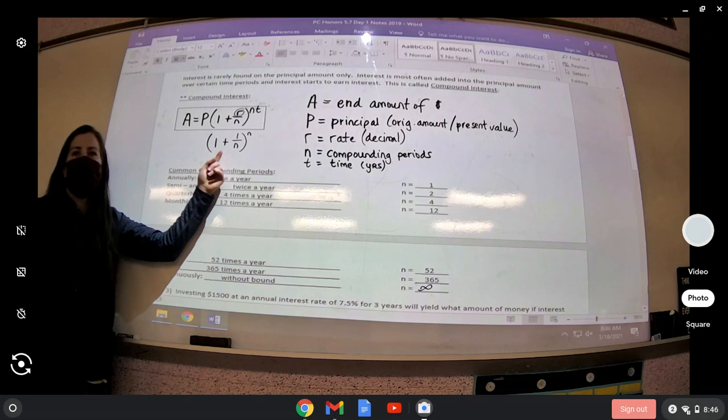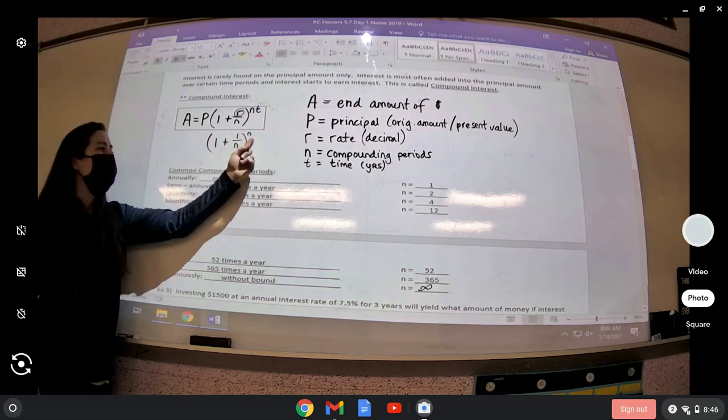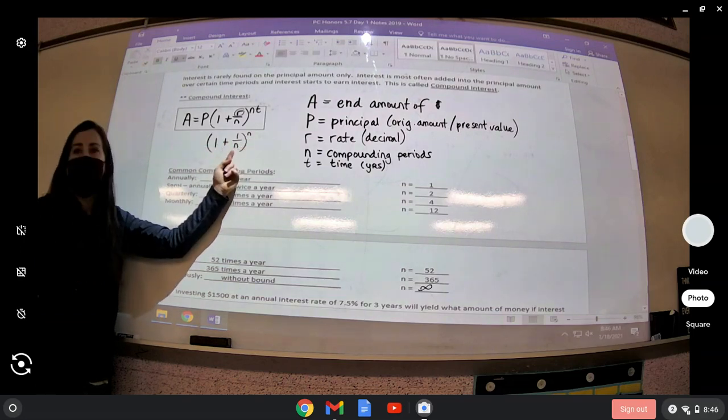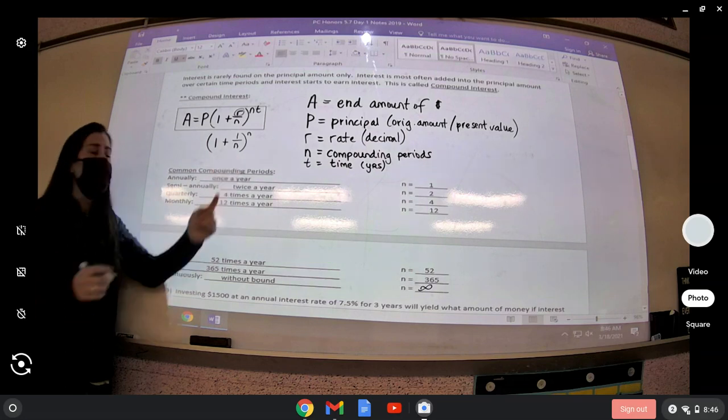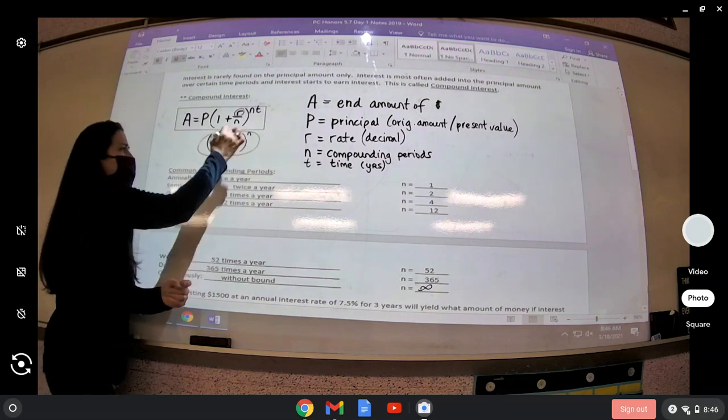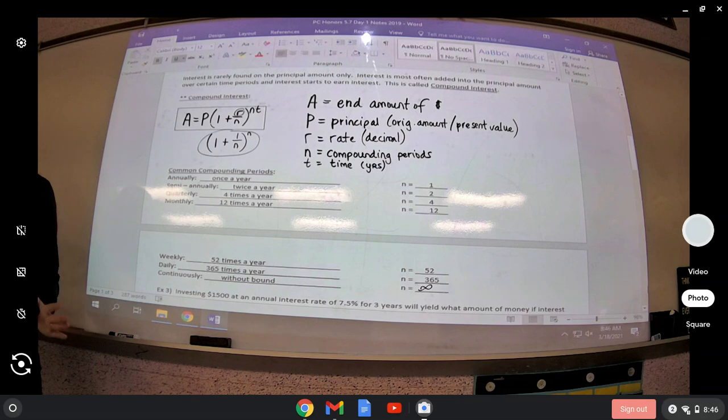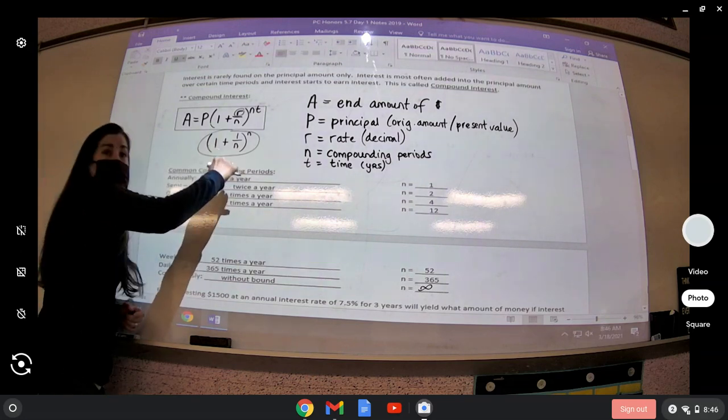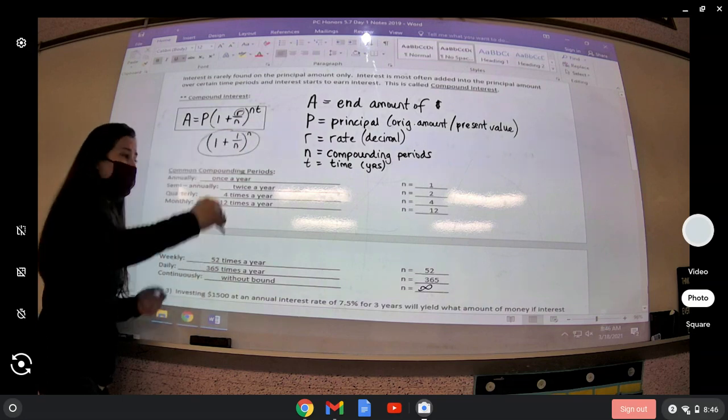Guys, does anybody recognize what this formula is? 1 plus 1 over n to the power of n as n goes to infinity. As n is a really, really big number. What did we learn this number became when n went to infinity? It became e. That's e. E is the limit of this number as n gets bigger and bigger and bigger.